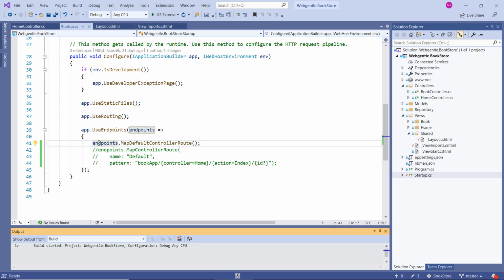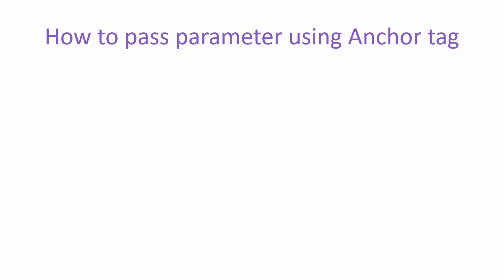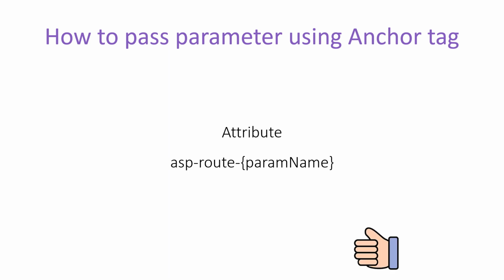Let's build the solution. Now let's learn how we can pass parameters while using anchor tag. What is the meaning of parameter? Suppose in any URL you are passing some parameter. Suppose to view the details of a book we pass the ID of the book. So how can we pass that ID of the book by using these anchor tag helpers? Let's see. Since the main game is done by using attributes, we have to use a new attribute for this one, and we have to use asp-route- the name of your parameter, and then we have to define the value. Let's see how it works.